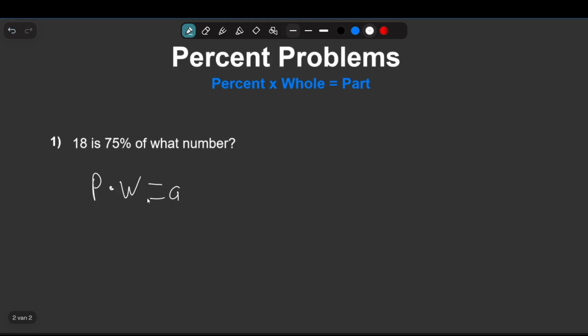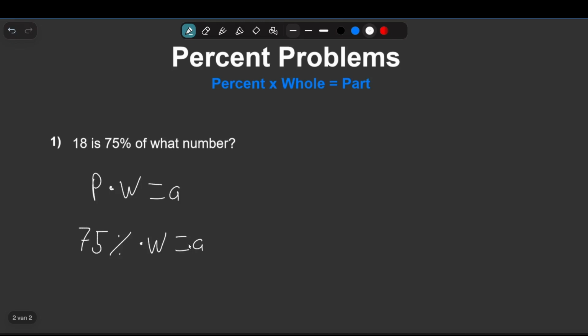Now, as far as identifying the different parts of the equation, so figuring out the percent, the whole, and the part from the problem, what I like to do is identify the percent and the whole first. We already have our percent, which is 75, so we can plug this in immediately. Now we have 75% times the whole equals our part, so our final answer.